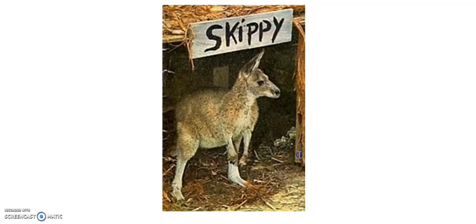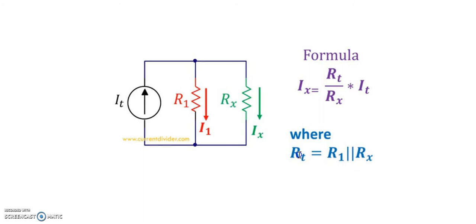Yes, Skip. Let's do some math. The general formula for the current divider rule is Ix = (RT / Rx) × IT, where Ix is the current flowing through a specified branch, IT is the total current flowing into a junction, Rx is the resistance of the specified branch, RT is the total resistance of the parallel network.